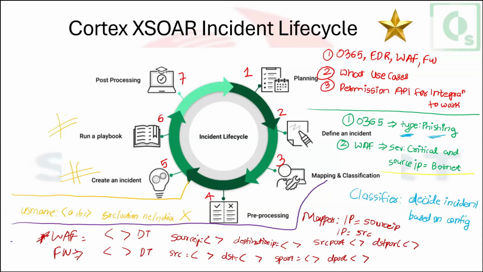So once a playbook is run, we could have a lot of actions. We could perform enrichment, deep search, threat hunt, response action. That could be block IP, block URL, isolate endpoint, disable the user, enable the user. Whatever actions you have, you can perform all via API.